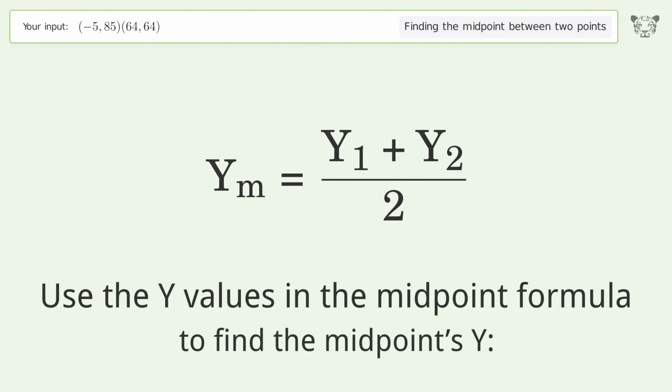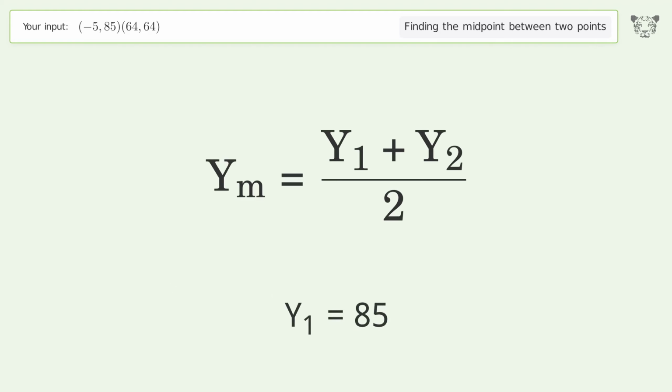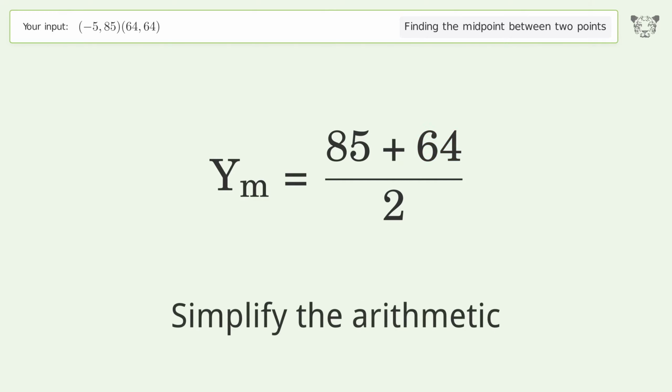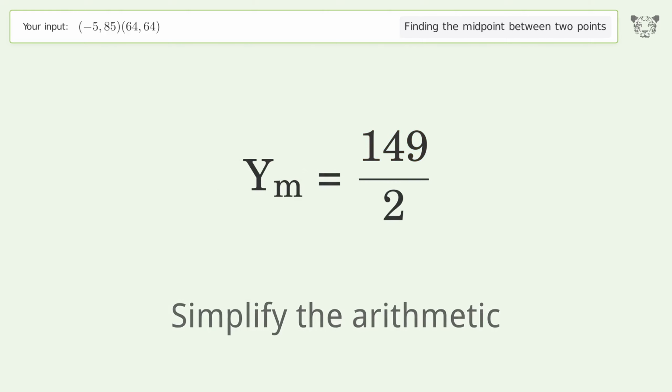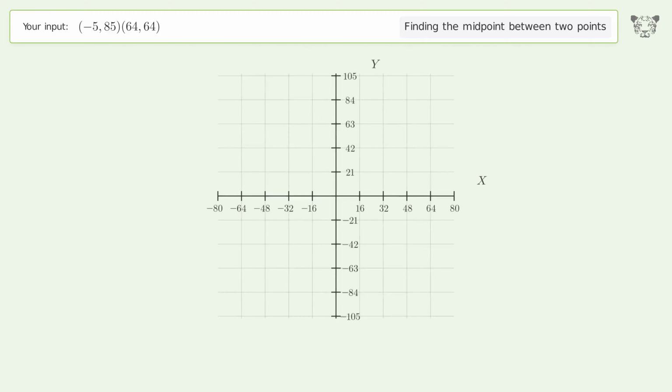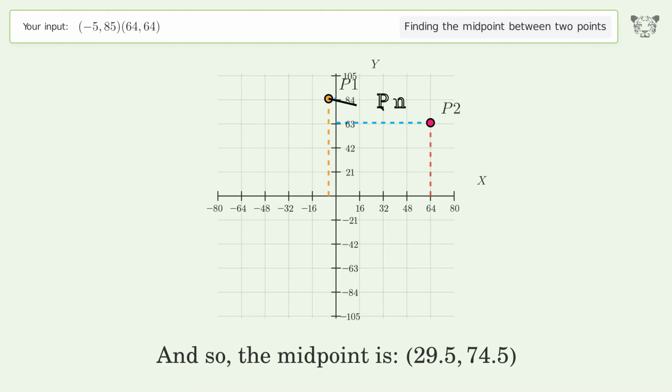Use the y values in the midpoint formula to find the midpoints y. y1 equals 85. y2 equals 64. Simplify the arithmetic. And so, the midpoint is 29.5, 74.5.